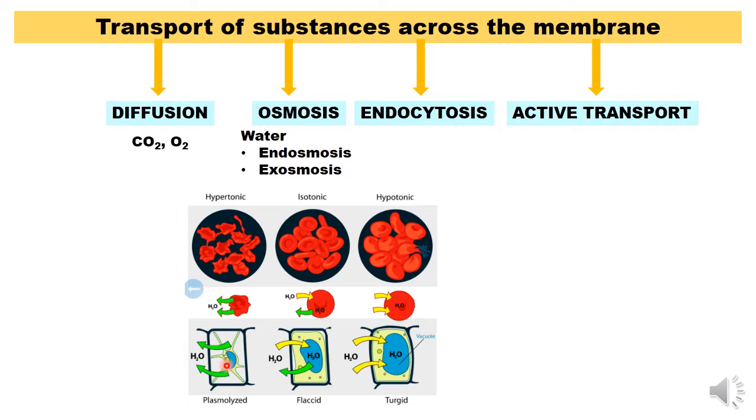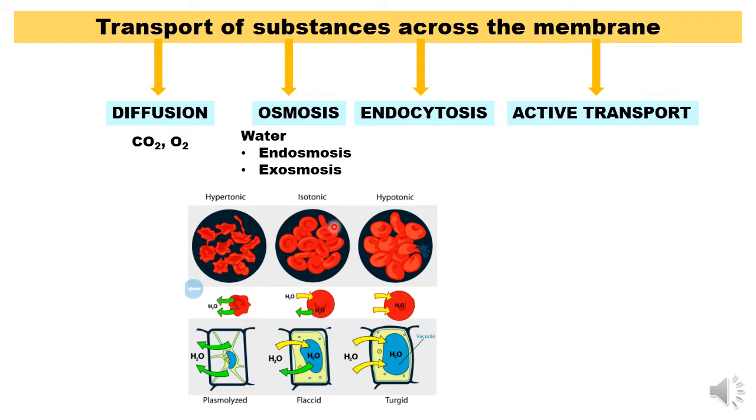So here you can see they are showing a plasmolysed plant cell. The shape of cell wall did not change, but you can see that the entire plasma membrane has shrunk because the cell has lost a lot of water.